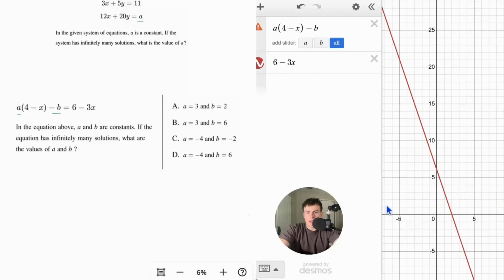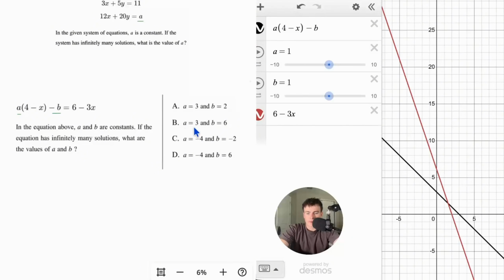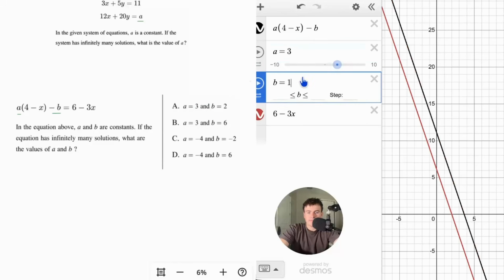So I see this. I see, okay, I have options for A and B. So I just want to plug the options in for A and B and see if it's infinite, because our condition here is that they have to be infinite. So you need the lines to overlap fully, right? So what I'm going to do here is I'm going to add a slider for both of these and just go one by one through the options. A is 3, B is 2. Are these infinite? No, they're parallel.